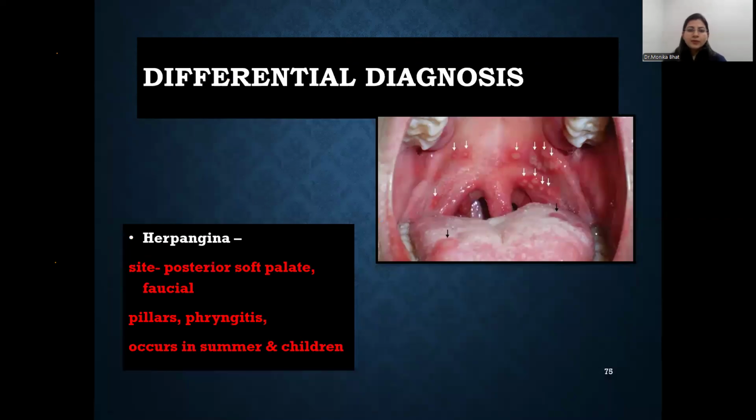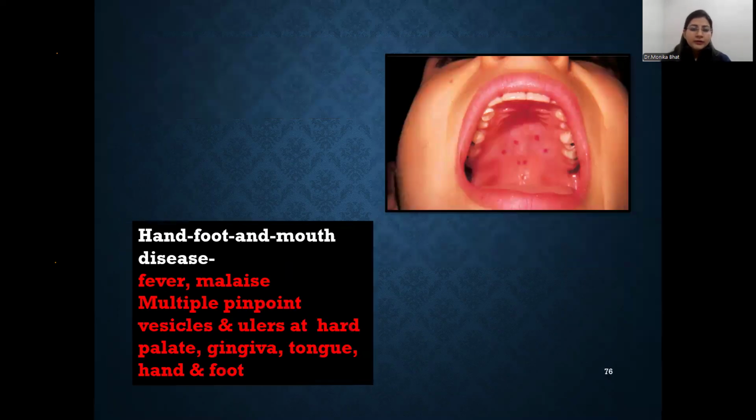The differentials will be the herpangina, where we have the multiple ulcers on the posterior part of the palate, pillars, and the pharyngitis, occurring in the summer in children. Then another differential is the hand, foot, mouth disease, where we have the fever, malaise, multiple pinpoint ulcers or the vesicles at the hard palate, gingiva, but with the involvement of the hand and foot.